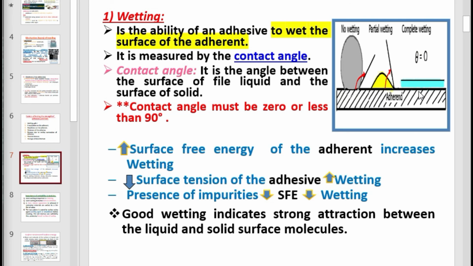Similarly, if you have high surface energy, it will pull adhesive towards itself. So it will reduce the contact angle again and it will increase the wettability. And the same is the case with surface tension, but low surface tension will give good wettability and good adhesion. Yes, is it clear now or do you still have any confusion about wetting? Yeah. Thank you.